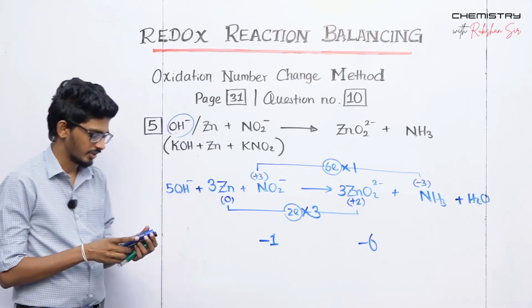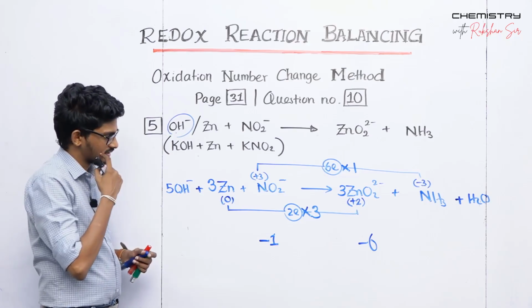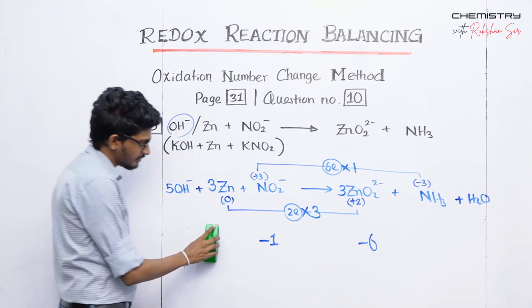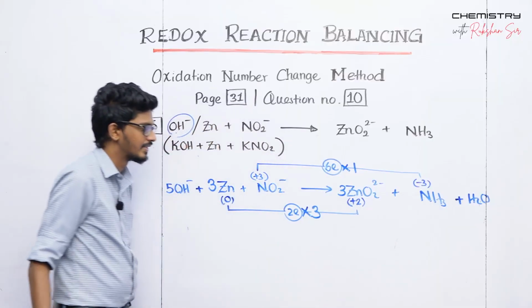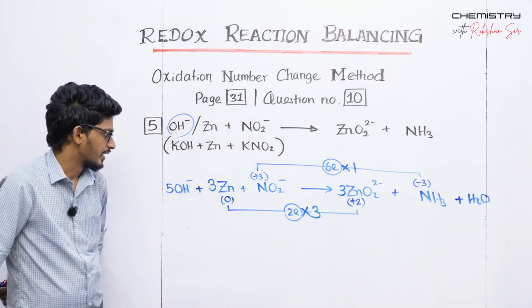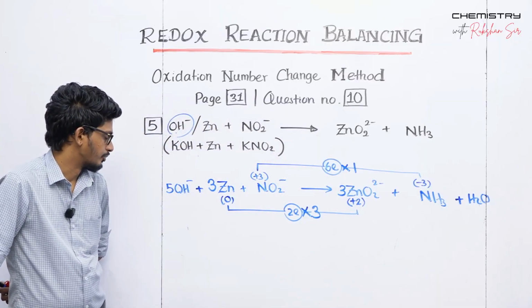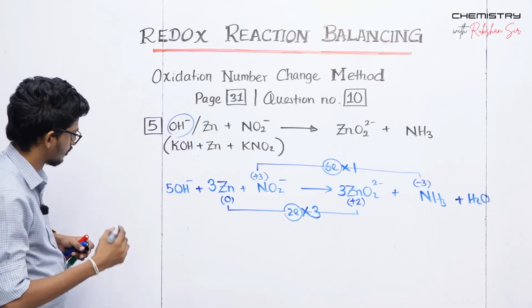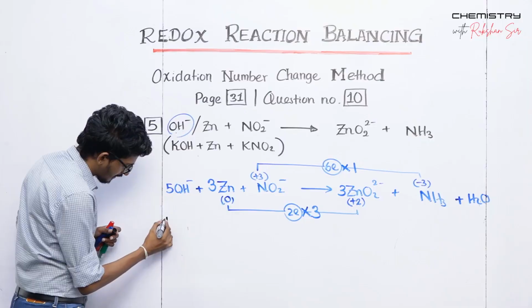This is referred to as the balanced ionic equation, right? So we need to come up with the balanced chemical reaction as well, right? Balanced chemical reaction also should be written. Let's do that as well. So let's come up with the balanced chemical reaction.